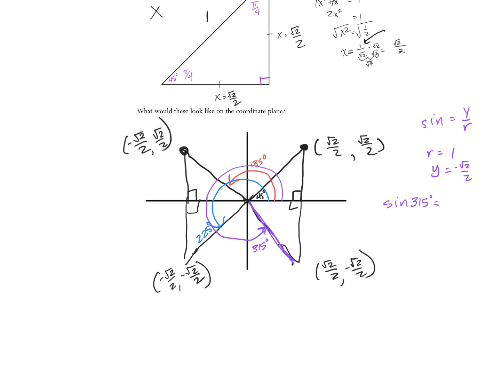Negative root 2 over 2. So what's the sine of 315? Negative root 2 over 2 over 1, y over r, yeah? Anything over 1 just stays the same, right? Do me a favor. Type the sine of 315 degrees into your calculators.